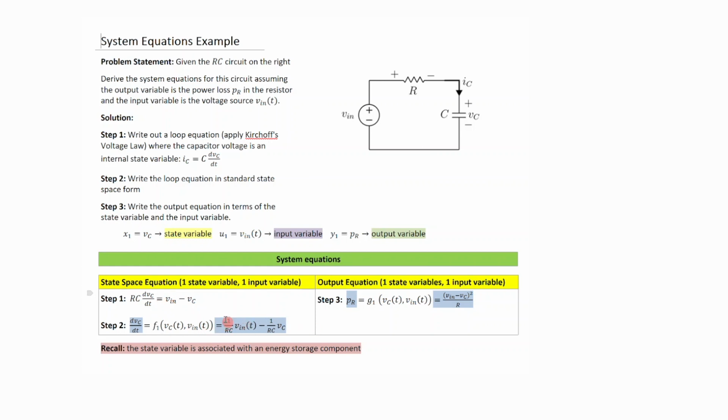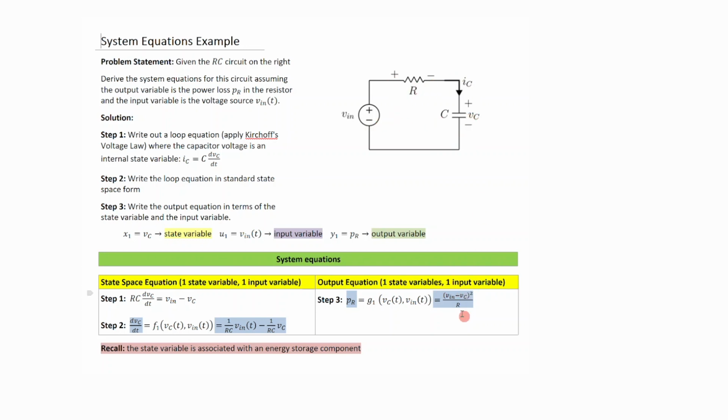Now the other thing we need is the output equation, so we have the set of system equations, and so we write out the output equation in terms of the state variable and the input variable. And so the power loss in a resistor would be just the voltage drop across the resistor squared divided by the resistance value. Well, we know that the voltage on this side is Vin and VC on this side, so the voltage across the resistor is Vin minus VC.